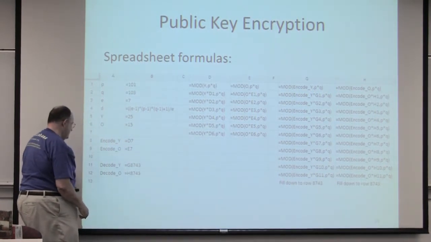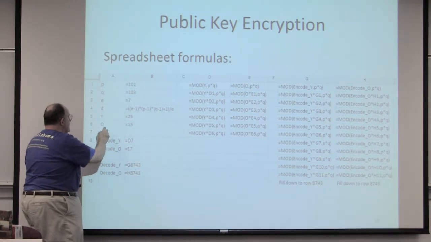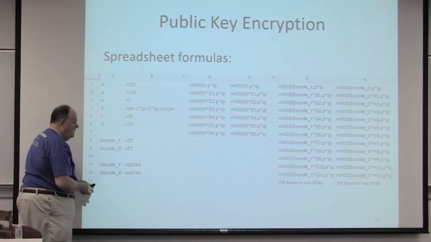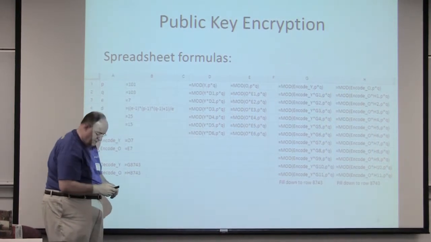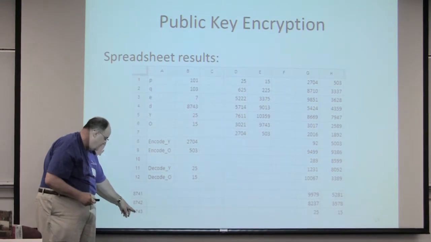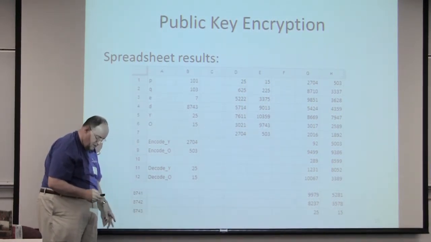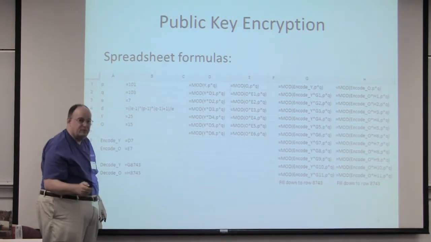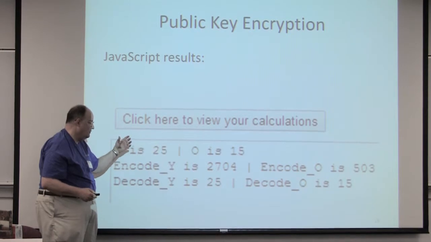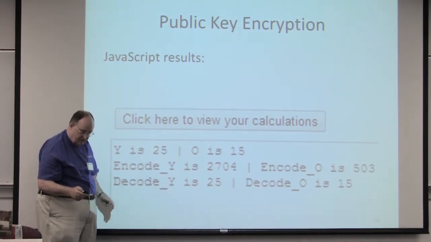okay? D is 8,743, and if I go back one slide, you can see we fill down to row 8,743. So that is the spreadsheet model. We also have a JavaScript model. Here are the results of the JavaScript model, the same results.